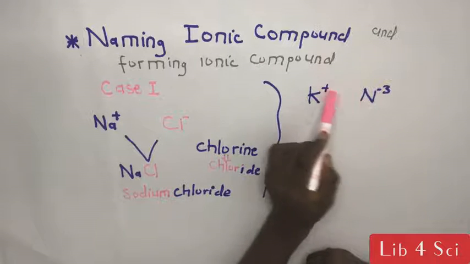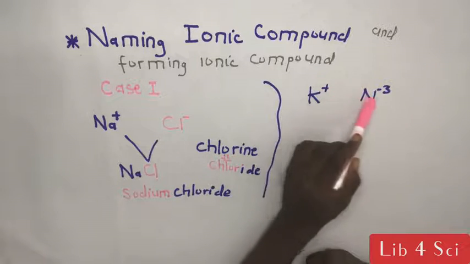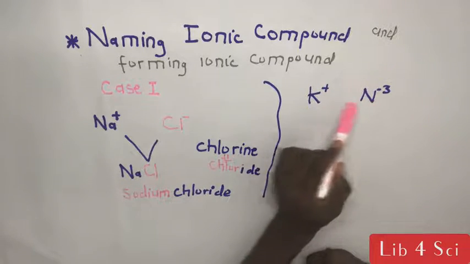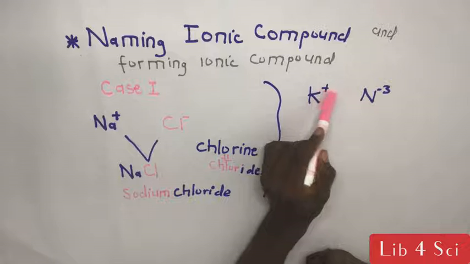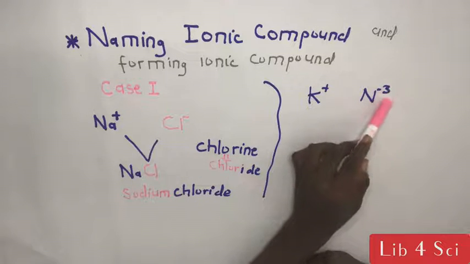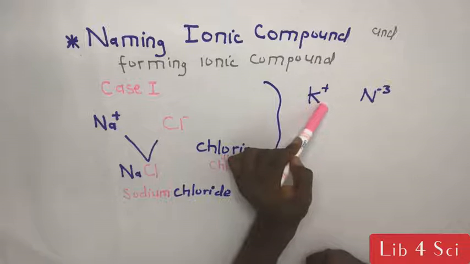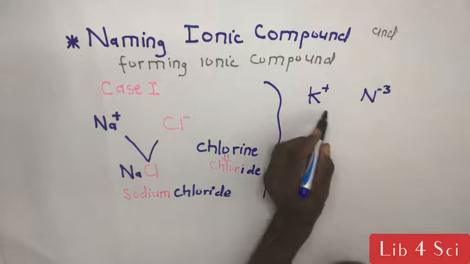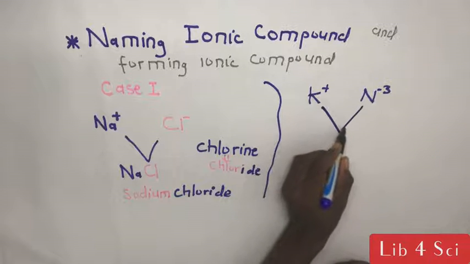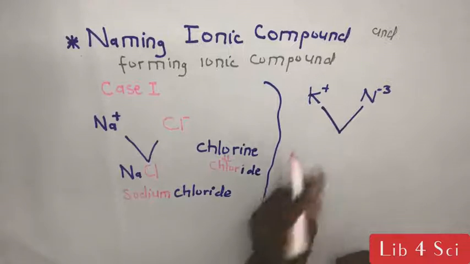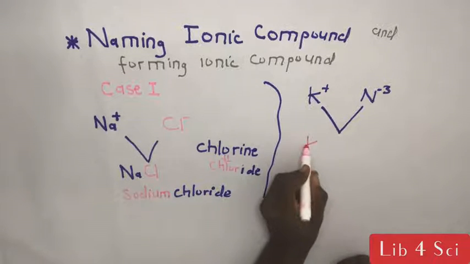charges. The number attached to those charges will serve as a subscript. If it is from the positive charge, it will serve as a subscript to the negative charge. If it is from the negative charge, it will serve as a subscript to the positive charge. So, if we allow potassium ion to attract nitrogen, it means this is the compound we are going to form. Potassium, we write it here.